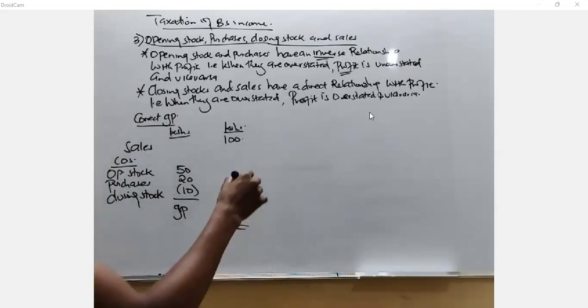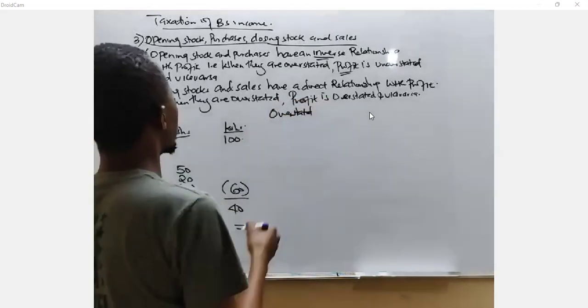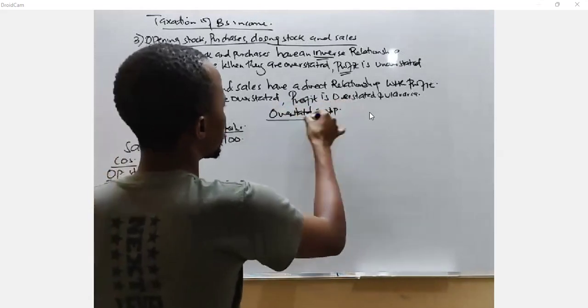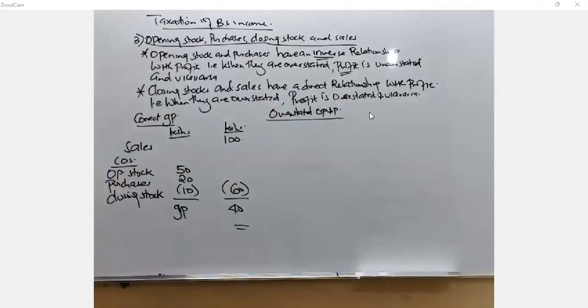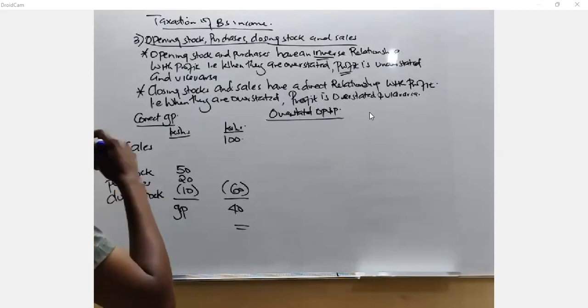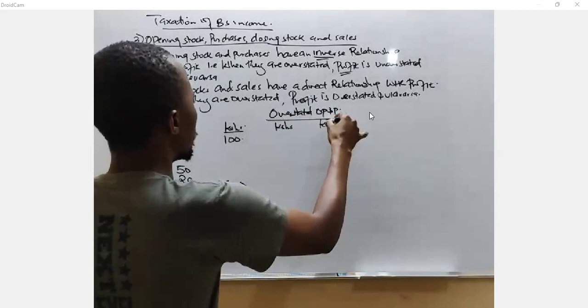Now, what if they are overstated? Let me talk about overstated opening stock and purchases. You can overstate or understate, it's upon the decisions, upon how the question is being drafted. Mine is just to show you how it affects your gross profits. In this case, remember we have only two columns here, and our sales will remain at 100.